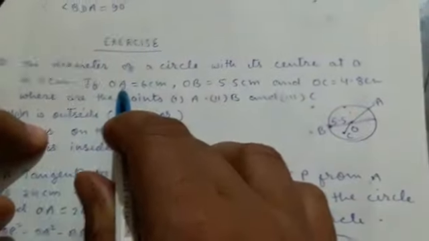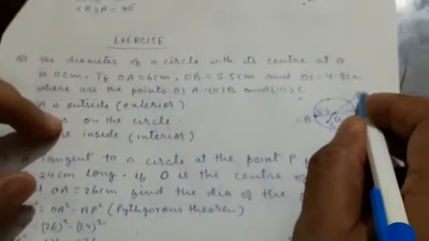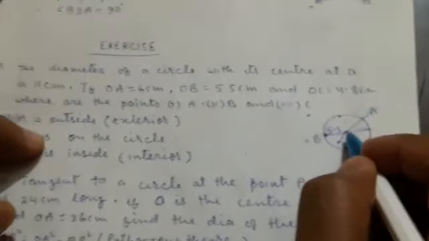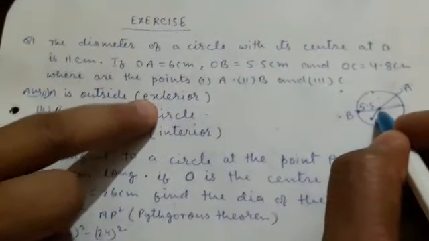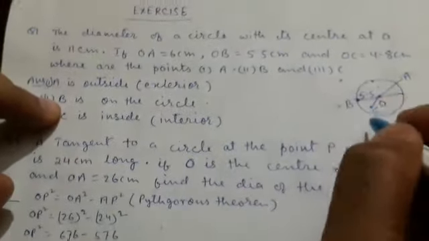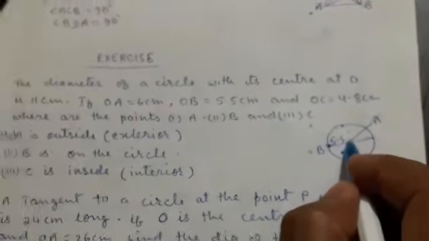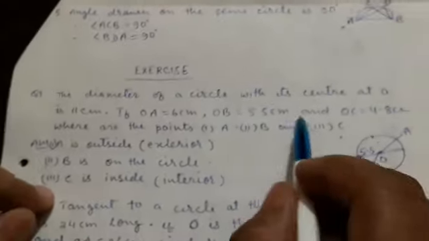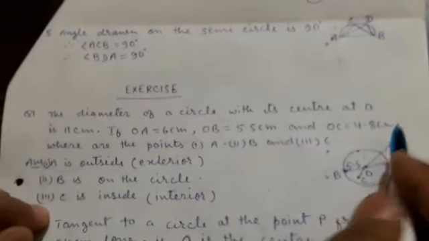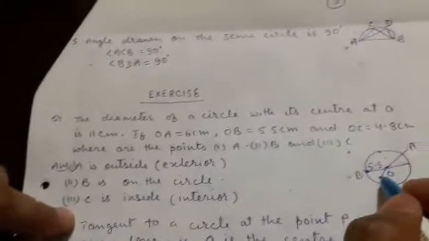In the given question, the length of OA is 6 centimeter. It means its length is bigger than the radius. It means it will go outside the circle. So it will exist in the exterior part of the circle. And B, where is B? This is B. And the length of OB is 5.5 centimeter. It means it is equal to its radius. It means it is on the circle. And C, OC, its length is 4.8 centimeter. It means it is smaller than radius. It means it will exist inside the circle. So it will be the interior point.